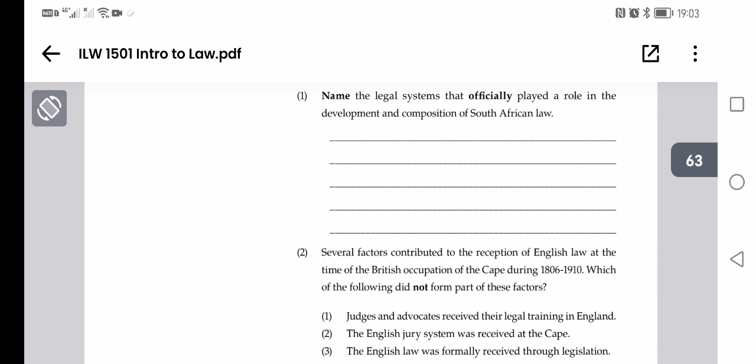Number 2. Several factors contributed to the reception of English law at the time of the British occupation of the Cape during 1806 to 1910. Which of the following did not form part of these factors?